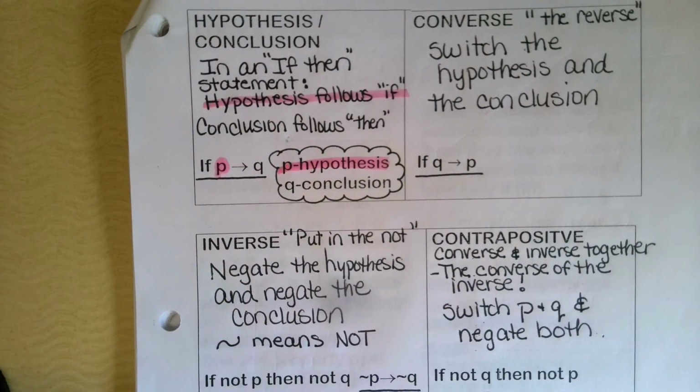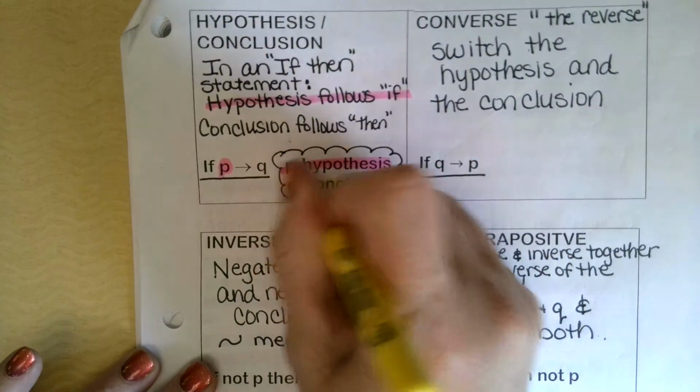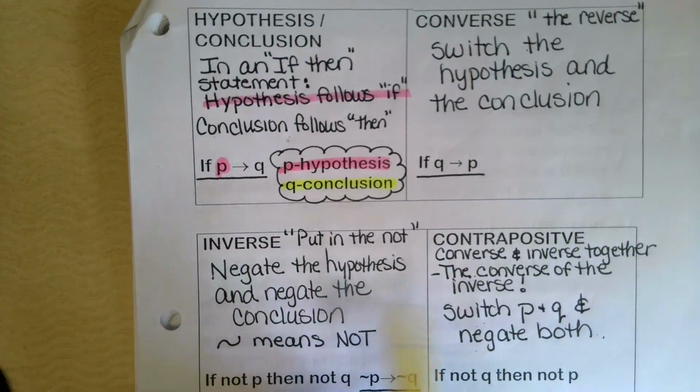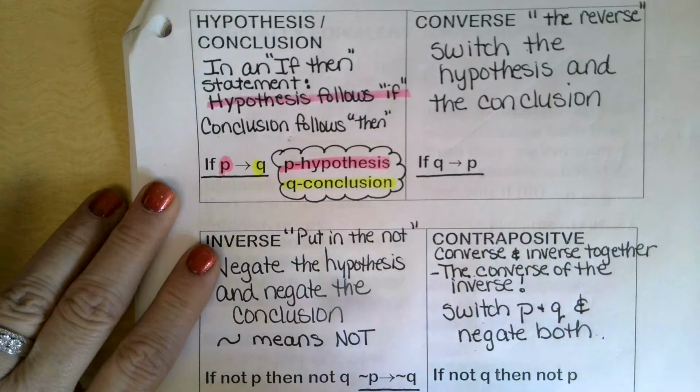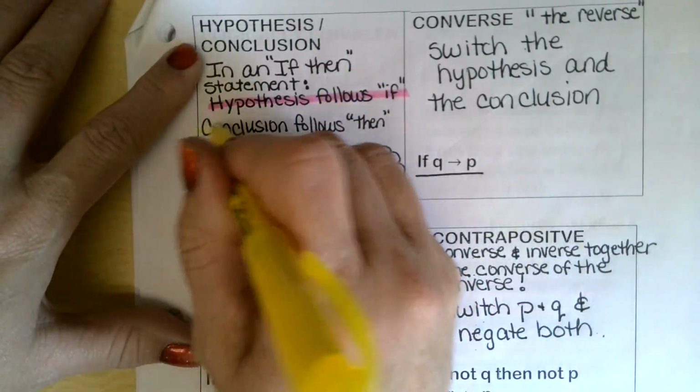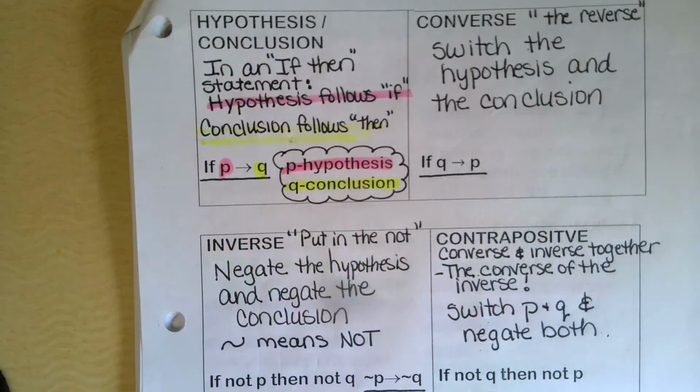Okay, the conclusion is represented by the letter Q, because Q kind of sounds like conclusion, Q. And I've got this represented by my yellow. And the conclusion is what follows the word then. Okay, the conclusion follows the word then. So that's our hypothesis and conclusion.